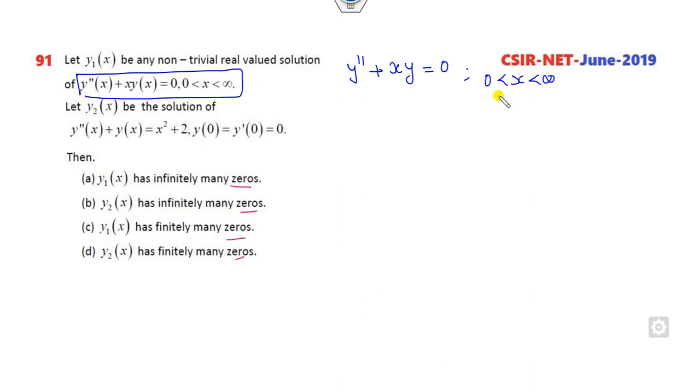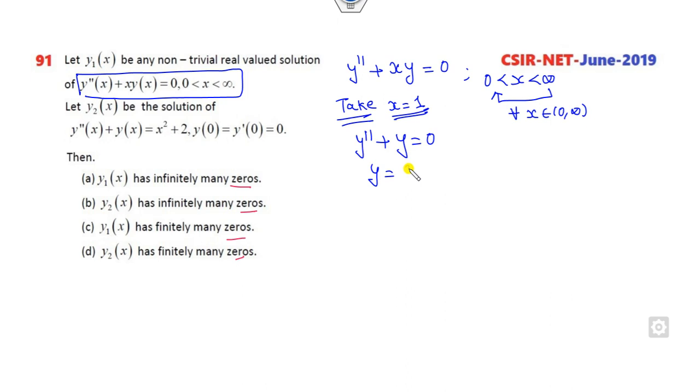This solution holds for all x belonging to 0 to infinity. So I can simply take any value of x, because 1 lies in between them. So what is the meaning of that here? What is the solution? C1 cos x plus C2 sin x.